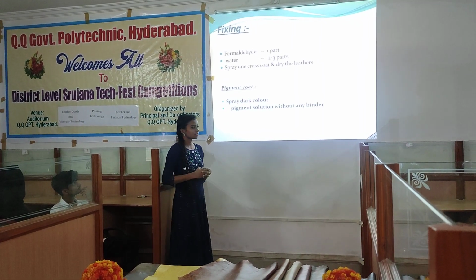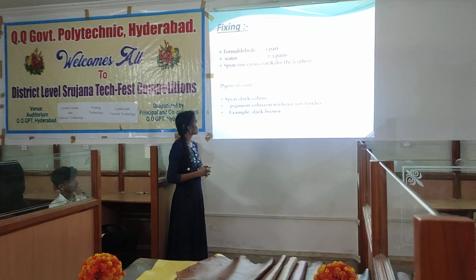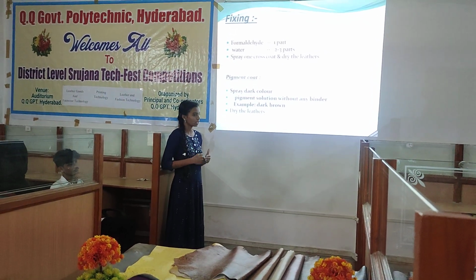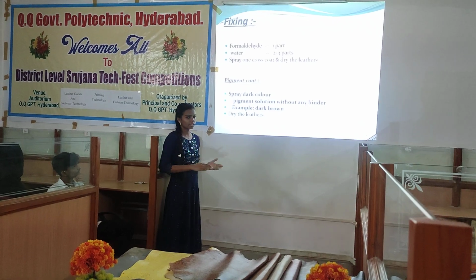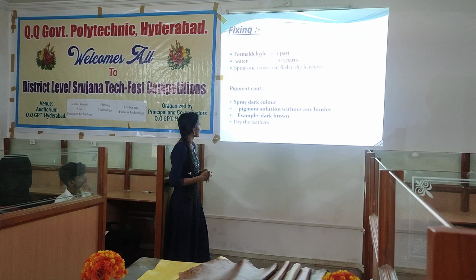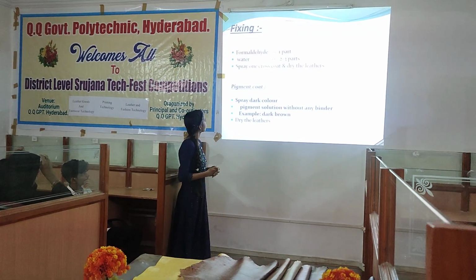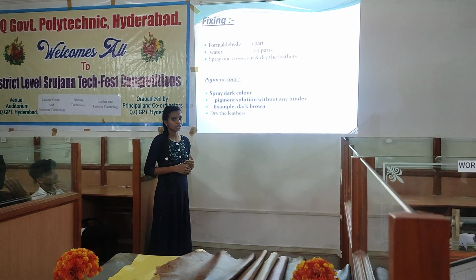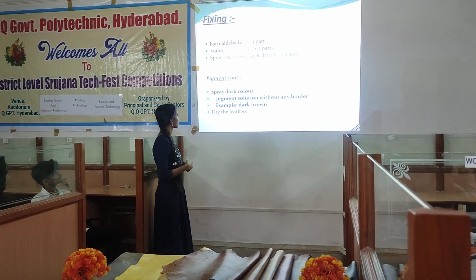Fixing. Fixing means if we give the shade to the leather, that color should be fixed. If we give the second shade, it should not spread into each other. So first we will fix the color on the leather. Next we will spray another color. Pigment coat. We will do pigment coat. Pigment coat means giving another shade to the leather in a darker color.